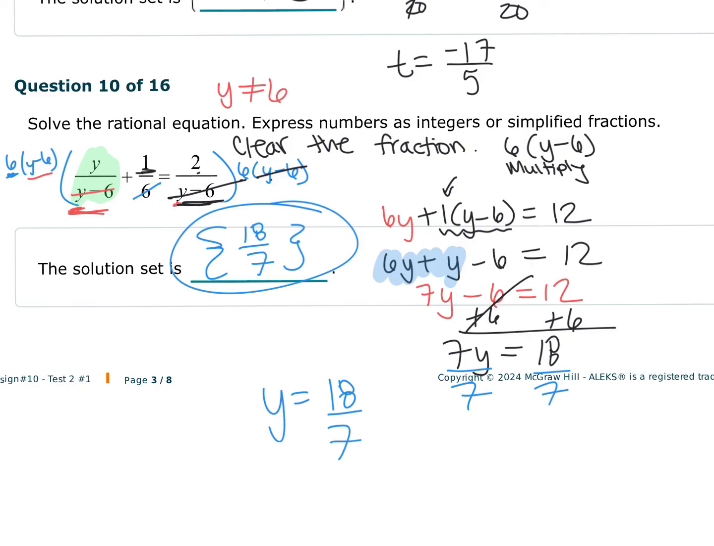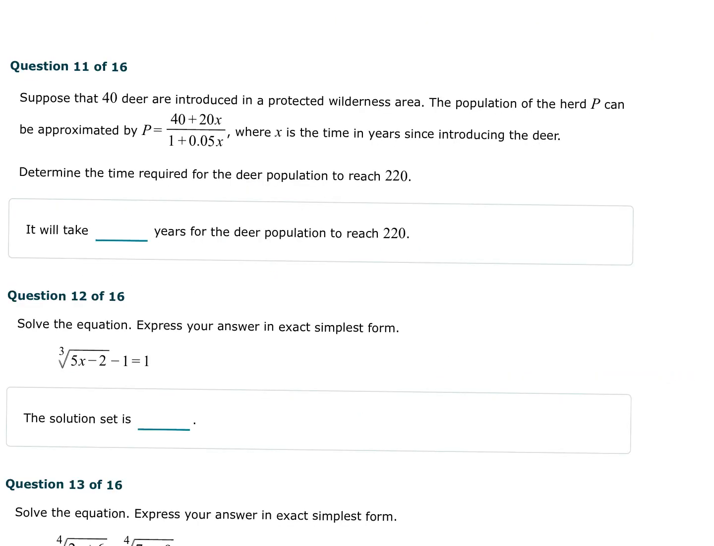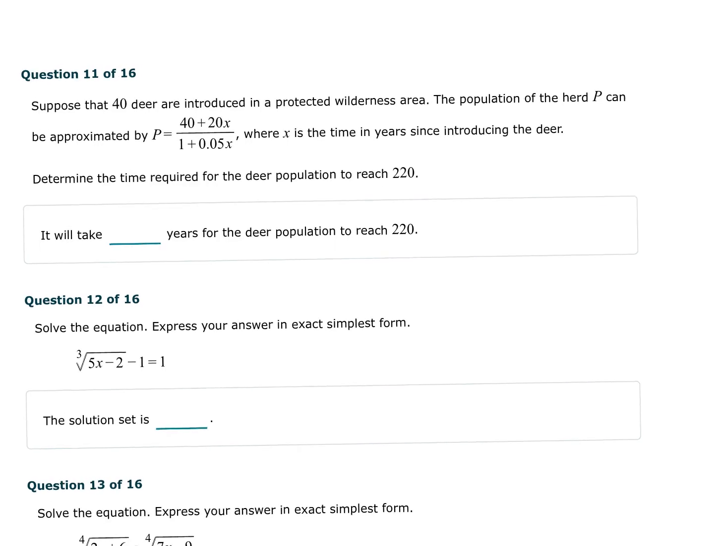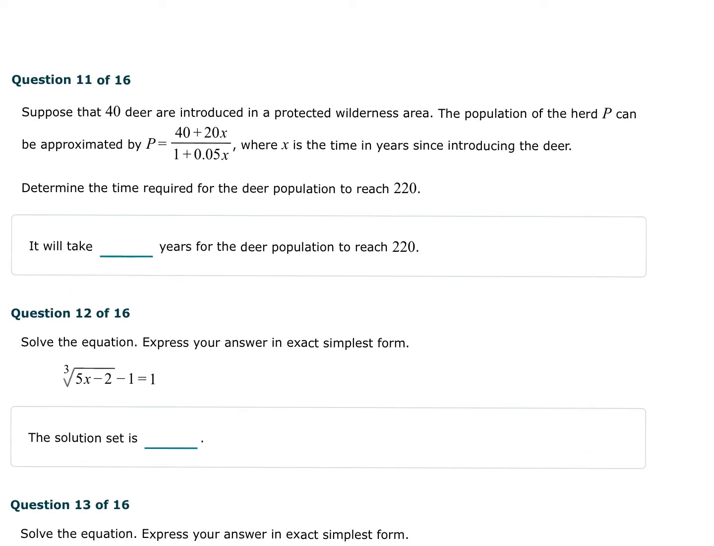All right, let's keep going. So number 11 is an application problem for rational functions. All right, so it says that suppose that 40 deer are introduced and protected in a wilderness area. The population of the herd can be approximated by this equation, where x is the time in years since introducing the deer. Determine the time required for the deer population to reach 220.